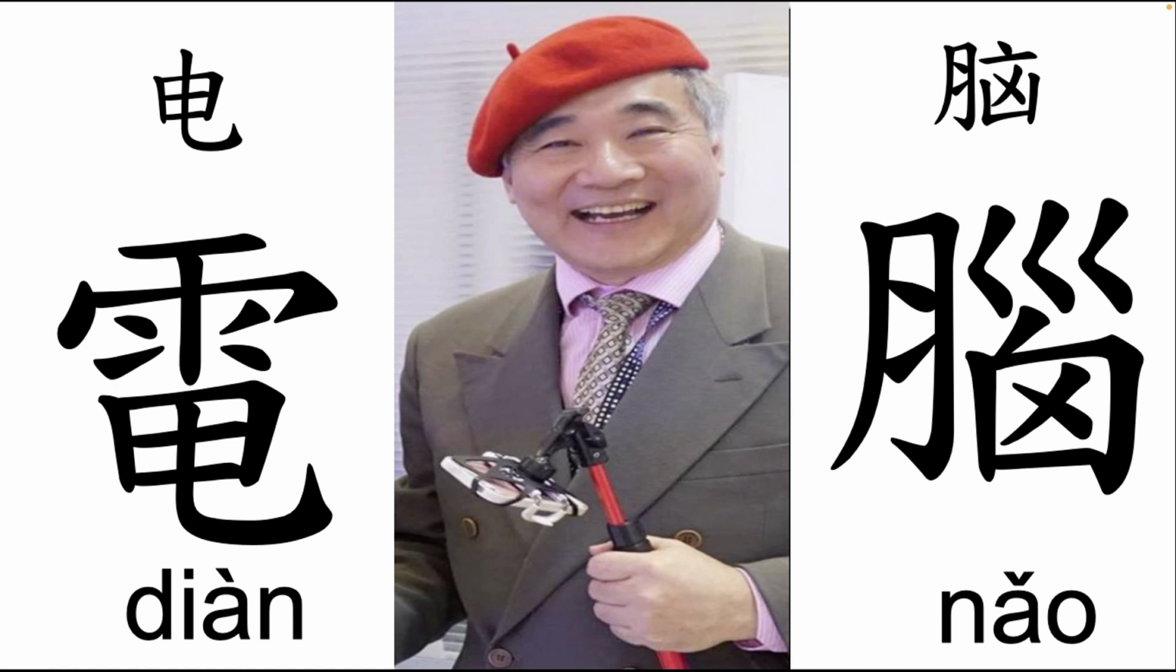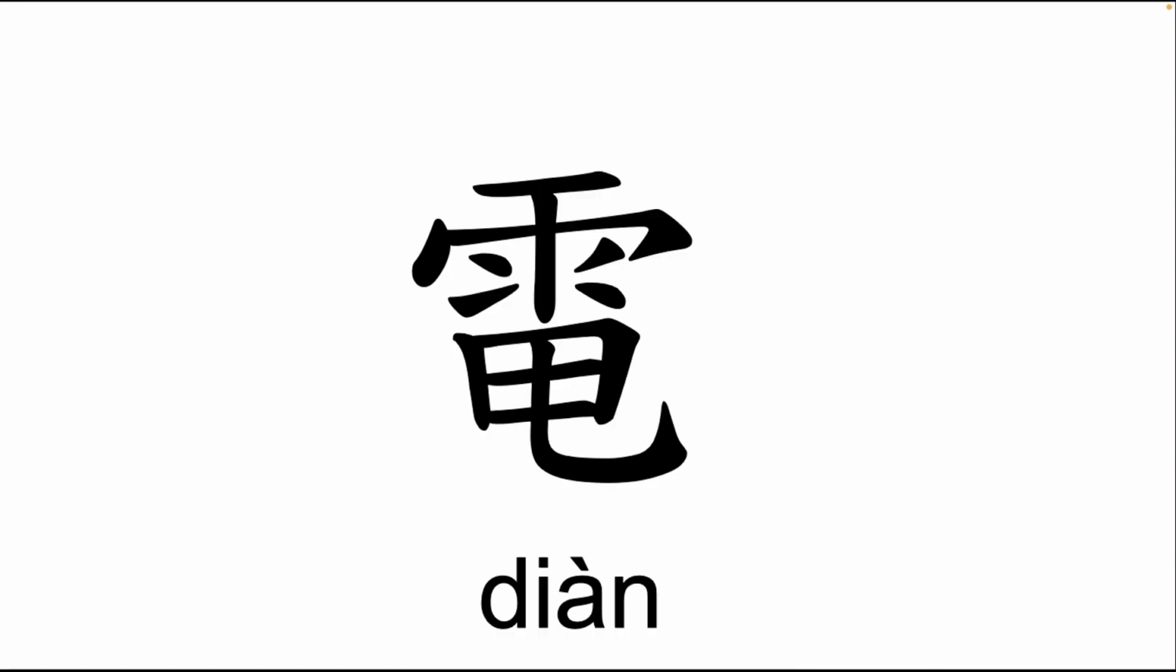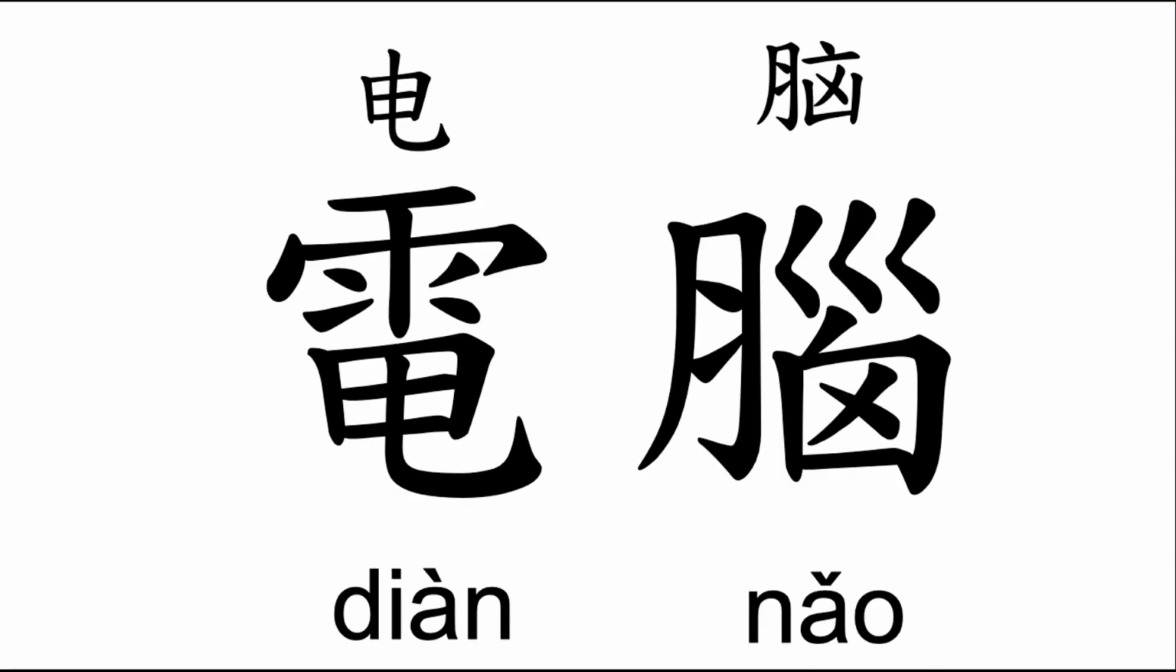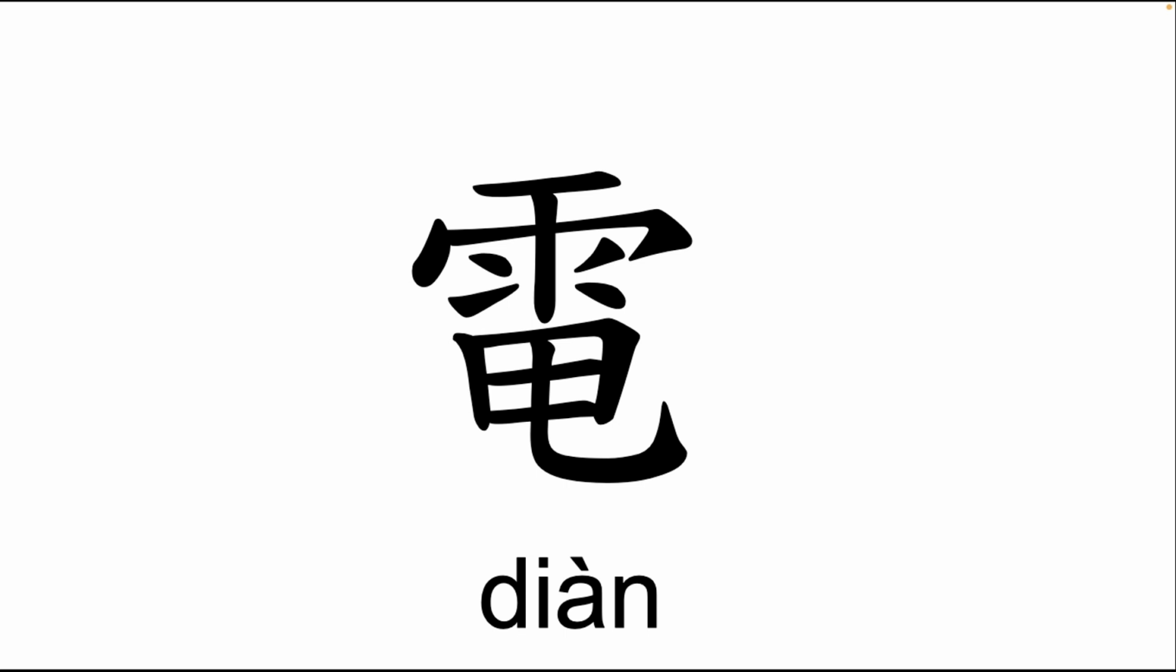Hello, everyone. I'm Dr. Wang, and in this session, we're going to introduce the term 电脑 in Chinese, which translates to computer in English. In Chinese, we use 电脑 to refer to a computer because it can perform logical thinking and judgments, somewhat akin to the human brain. Moreover, it requires electricity to function, which is why it's called 电脑.